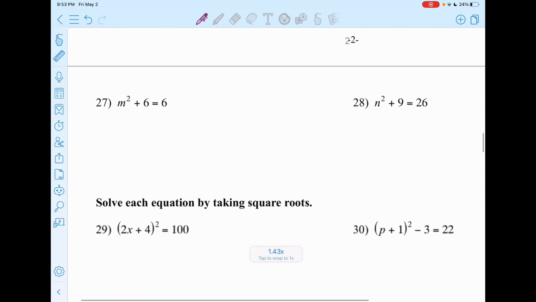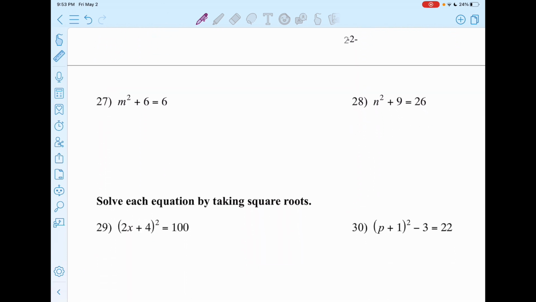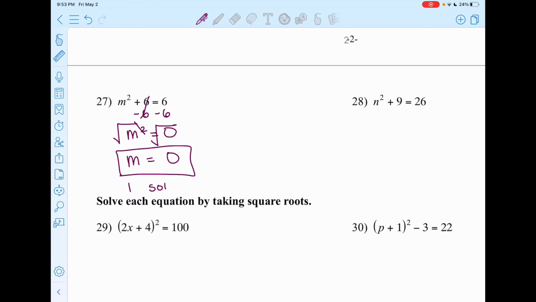Looking at number 27, before we square root, we have to get the term with the square by itself, which means I'm going to subtract 6 first. So I have m squared equals 0. And then I'm going to square root. The square root of 0 is just 0. And since there's no such thing as negative 0, this means I only have one solution.